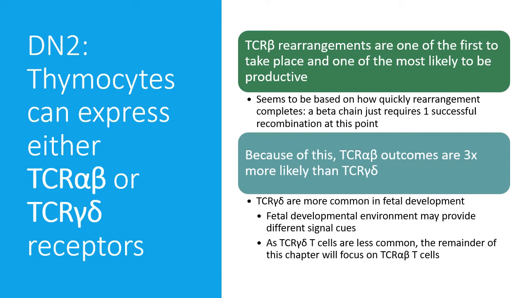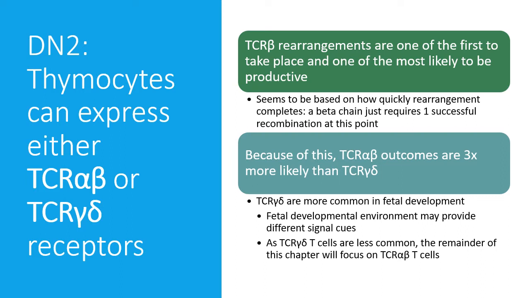Your cell gets 2 chances to get this right in terms of making a productive beta chain, one that actually codes for a protein and isn't mutated horribly. Mutated horribly means it's not going to work. This actually seems to be based pretty much exclusively on speed. Which T cell receptor genes get rearranged fastest and make it to the end point first? So it's not any more mysterious than that.